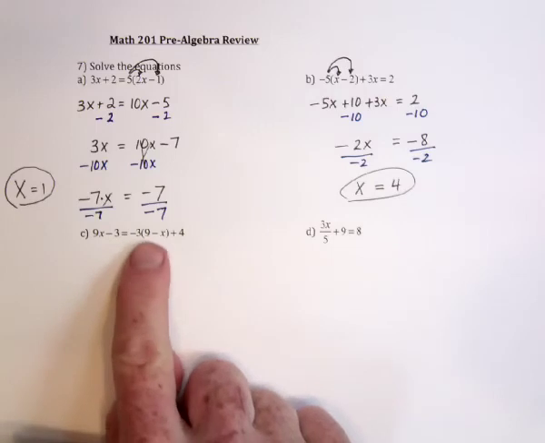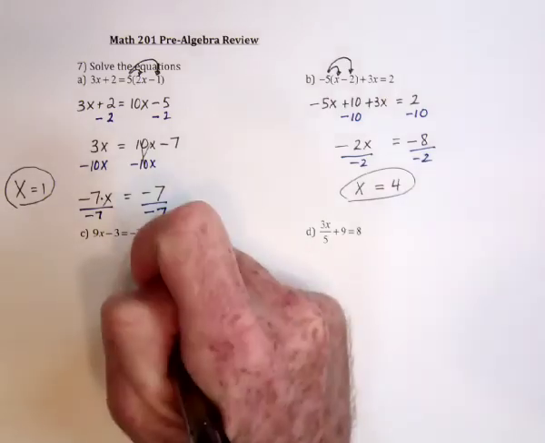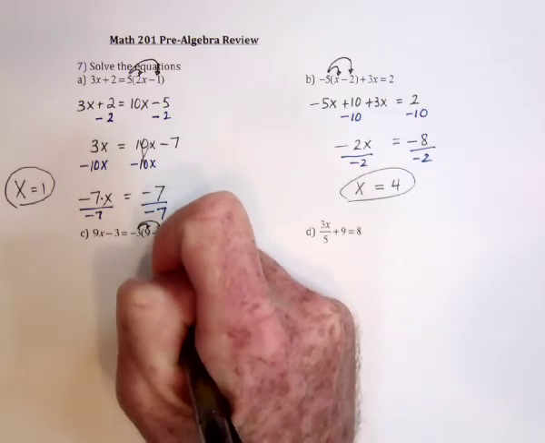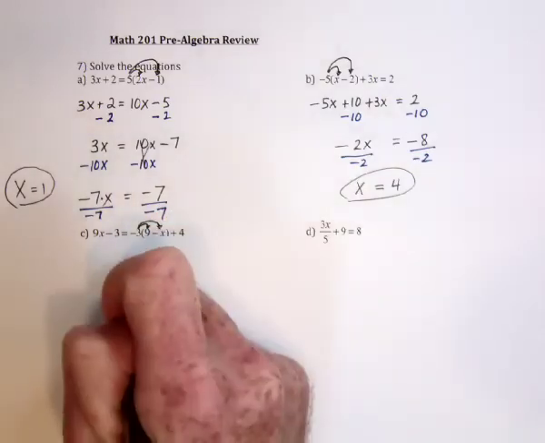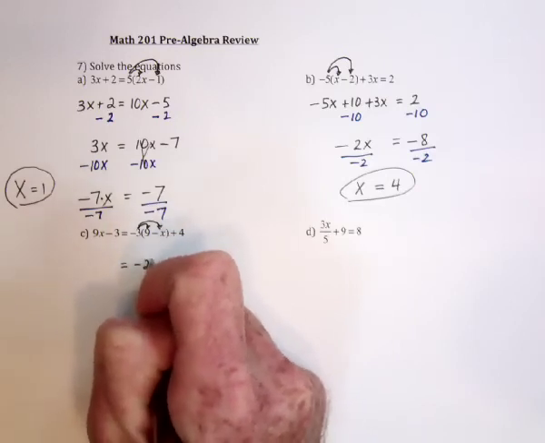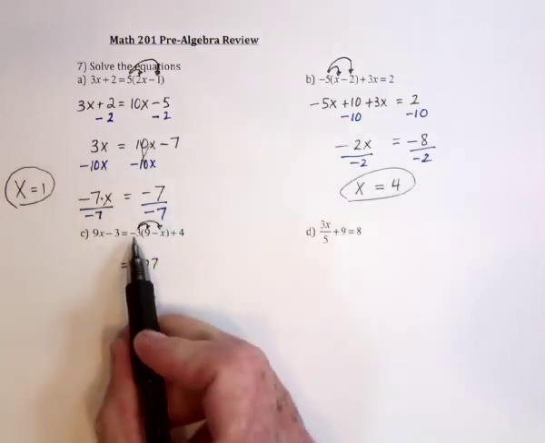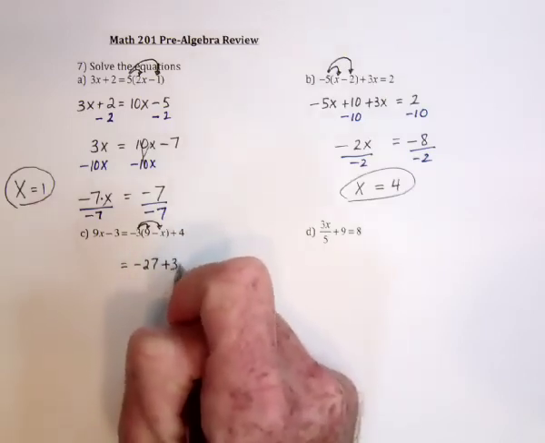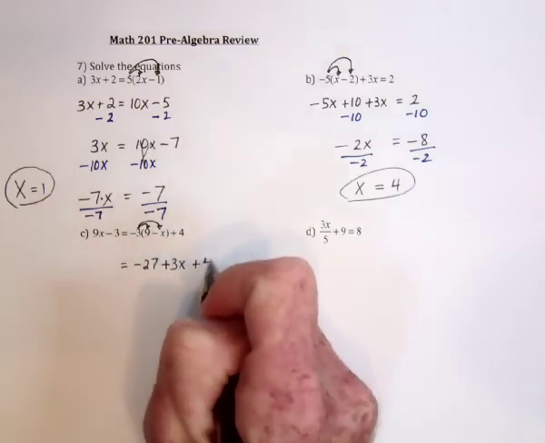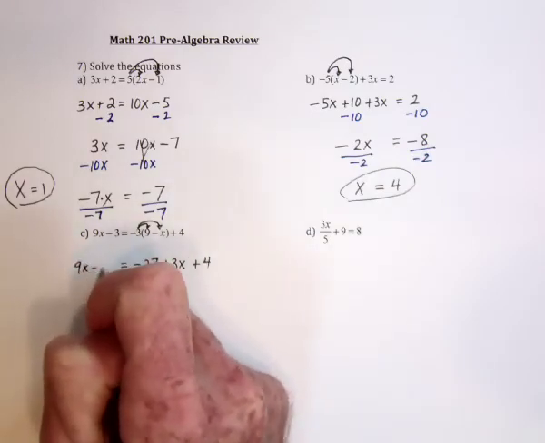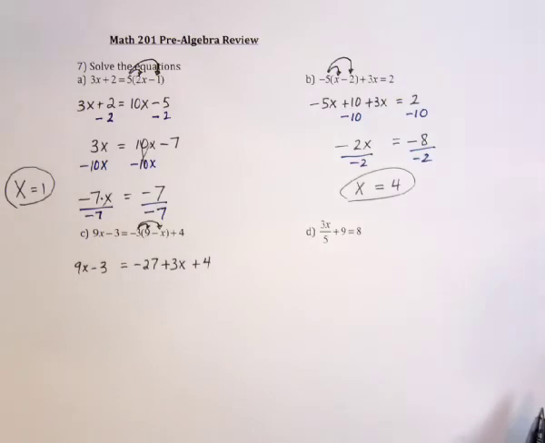Same story over here. We've got the distributive property, so boing, boing. So a negative 3 times 9 is negative 27. Then it's a negative times a negative, so that's going to be a positive 3x. And just recopy the 4. And on the other side, nothing to do right now, so just recopy 9x minus 3.